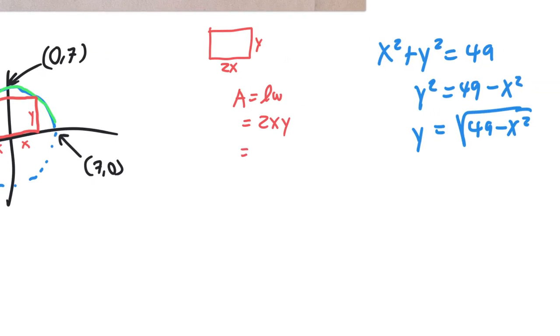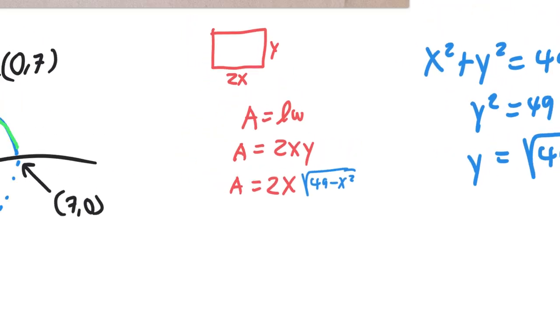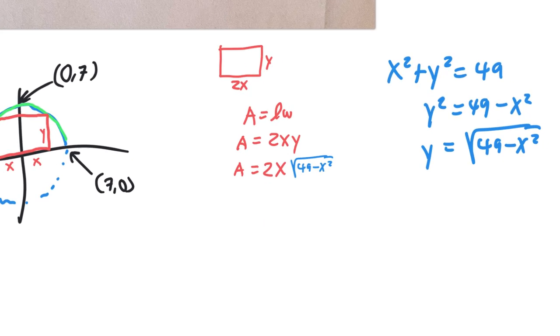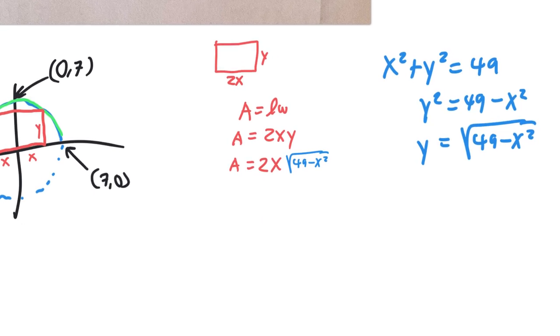I'm going to be replacing that y with this, radical 49 minus x squared thing. Okay, I'll even keep it color coded. All right, so this is the beautiful area equation that now features only a single variable that we can now deal with. And therefore we should take the derivative of this.